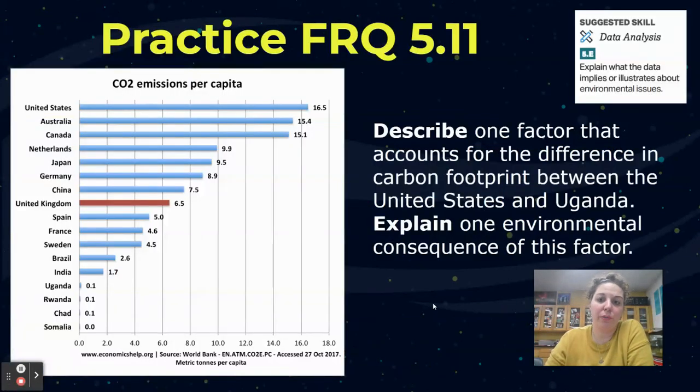So your FRQ for today is to describe one factor that accounts for the difference in the carbon footprint between the United States and Uganda, and you need to explain one environmental consequence of that factor.